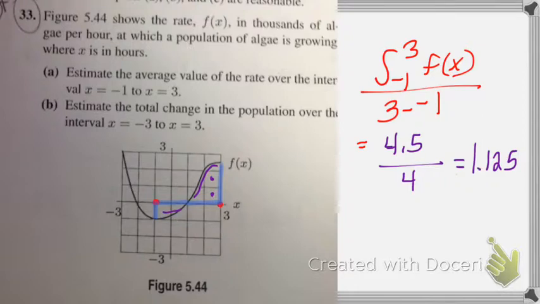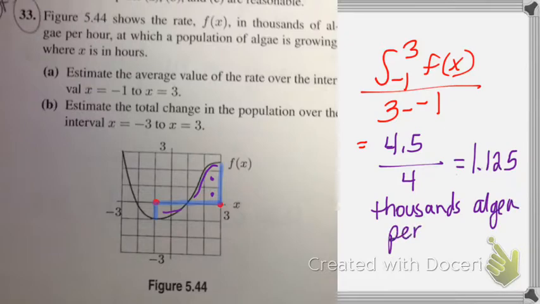Let's go back to the problem just a second. This was the rate, f of x, in thousands of algae per hour. So I found the average value of f of x, the average value of the thousands of algae per hour. So this is still in thousands of algae per hour. From -1 to 3, we have found that the average value is 1.125 thousands of algae per hour.